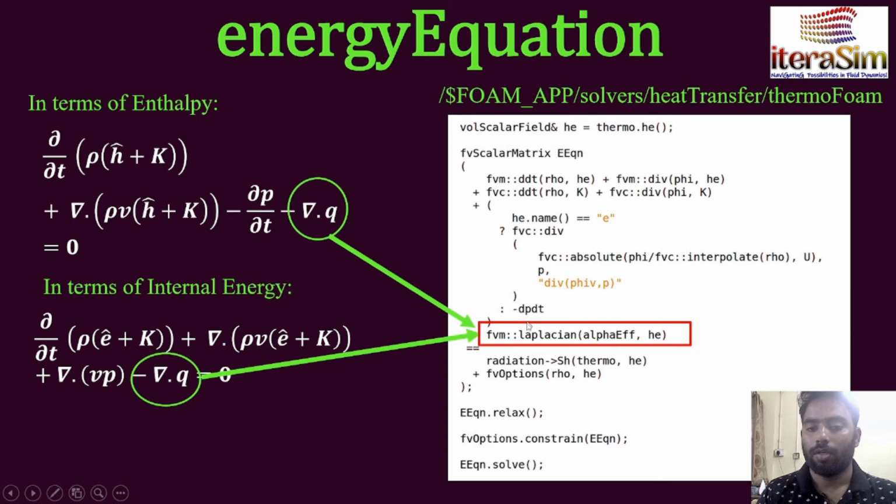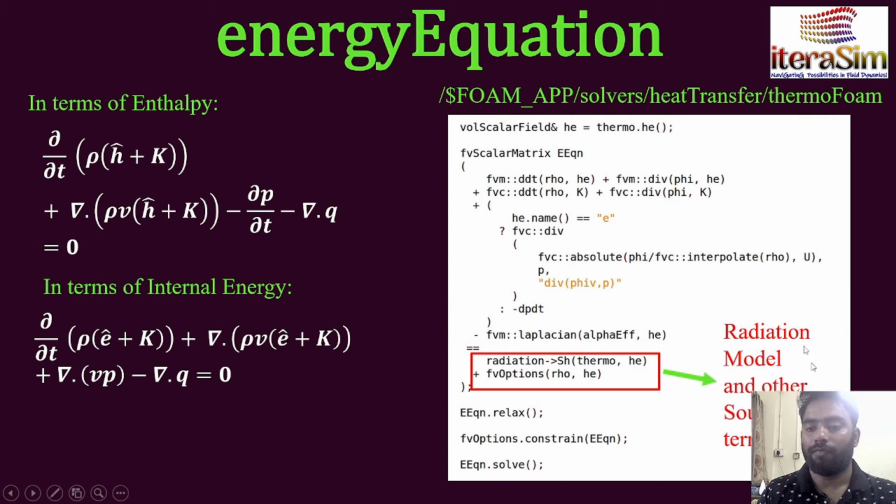Okay, and after that the other heat transfer sources, like if radiation is present, or another kind of heat transfer or heat generation source is present, these terms are treated here. So the radiation will be taken care of by the radiation model, and if you are providing some other heat source or heat sinks, then fvOptions, which is one of the utilities of OpenFOAM, you can use to create another kind of source here.